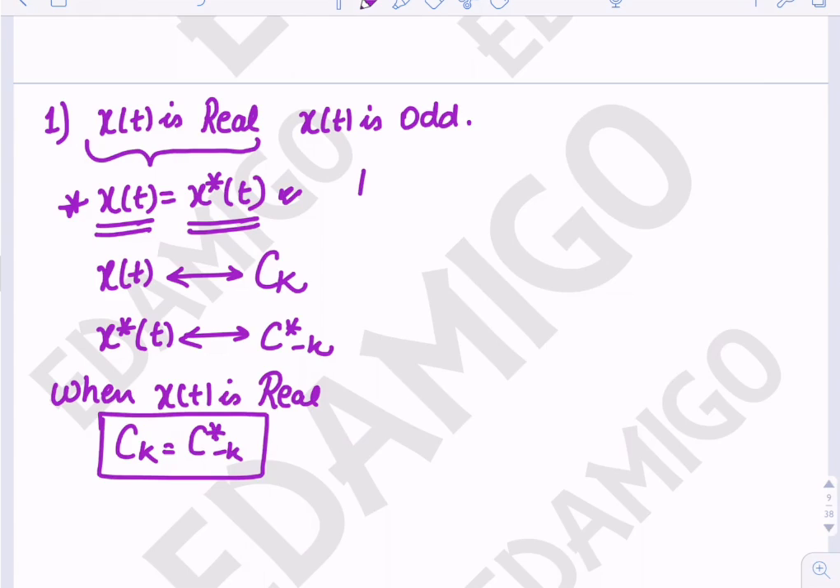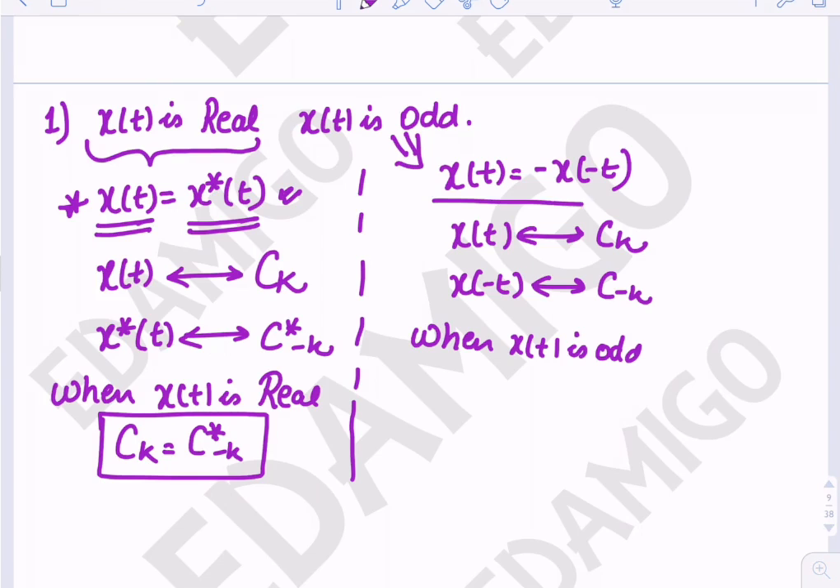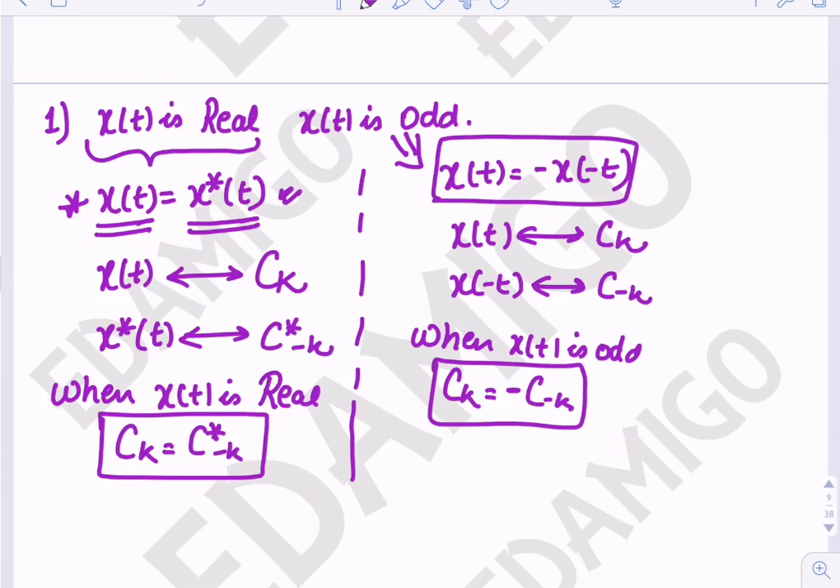Okay, done. Another thing, when xt is odd, then xt is equal to minus x of minus t. Now if xt has the exponential Fourier series coefficient ck, then x of minus t has exponential Fourier series coefficient c of minus k. Now when xt is odd, that is xt is equal to minus x of minus t, so we can say that ck is equal to minus c of minus k. Is it clear?